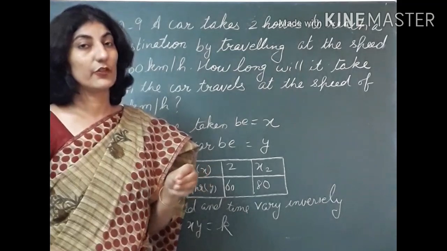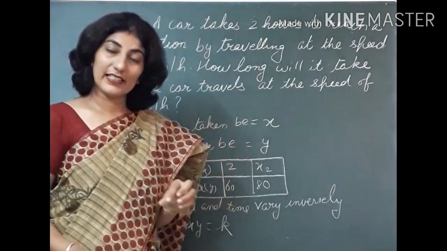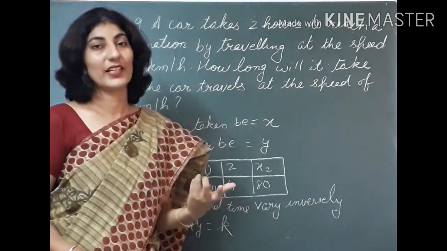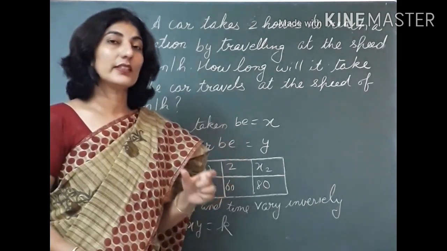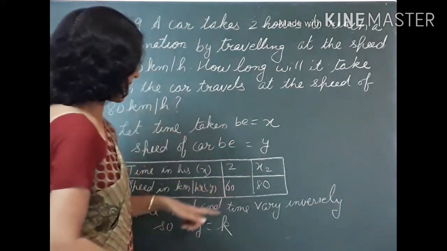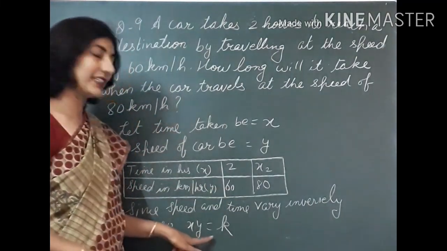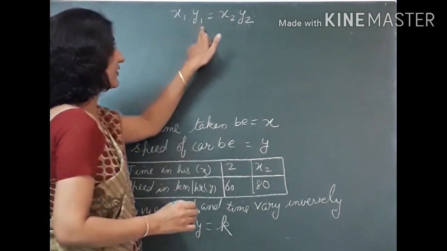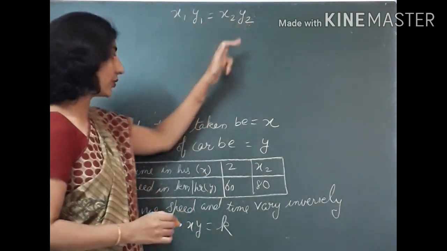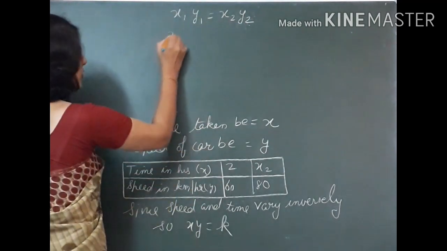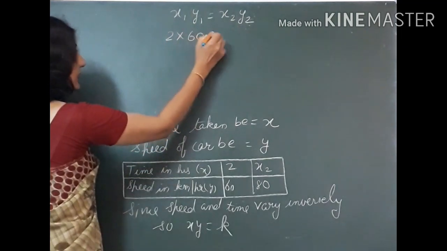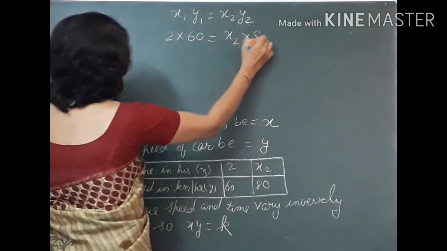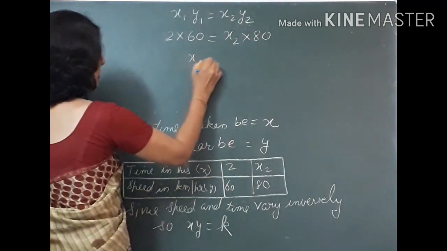As I have already discussed, when the distance is fixed, speed and time vary inversely. If you increase the speed, you will take less time to reach the destination. If you decrease the speed, you will take more time. So it is a case of inverse proportion, and we will write the relation xy equals k. That means x1 y1 equals x2 y2. Now put the values. x1 is 2, y1 is 60, x2 is as such, and y2 is given as 80. Now to find x2, what will you do?